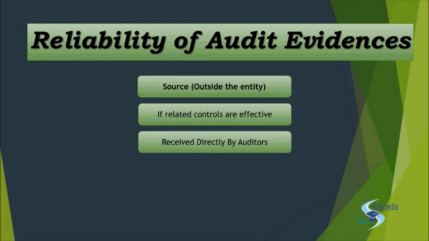Then you have received directly by the auditor. Yes, now again we are talking about the external confirmation. Did you receive it directly, or did it route through the management? Did the experts, like the actuarial report, come to you directly, or did it route through the management? So anything routing from the management, its reliability decreases, because there is a possibility that management would alter it, would modify it.